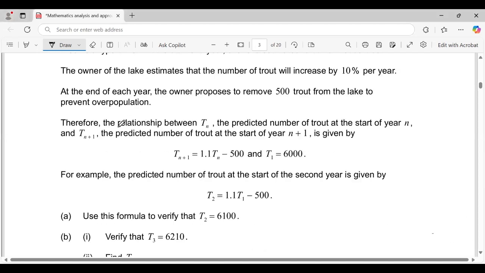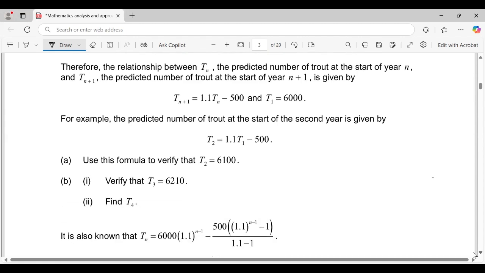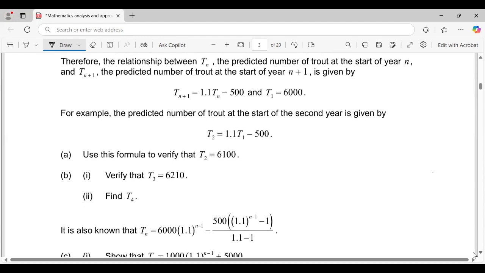Therefore, the relationship between Tn, the predicted number of trout at the start of year n, and Tn plus 1, the predicted number of trout at the start of year n plus 1, is given by this formula. Tn plus 1 equals 1.1 Tn minus 500, and T1 is 6,000. For example, the predicted number of trout at the start of the second year is given by T2. T2 equals 1.1 T1 minus 500. Use this formula to verify that T2 equals 6,100.